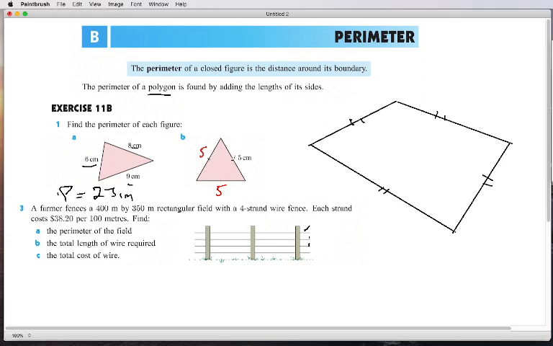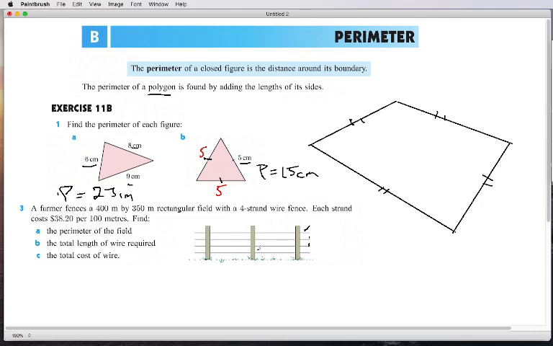Now looking at the other one, if you see these little bars here ever on a shape, it means that the sides are the same. So this side has a 5 centimeter and has a little bar. So that means that this here and this here is also 5 centimeters. So keep an eye on that when you're looking at shapes in the future for area, perimeter, whatever we're looking at. So here I have 5 plus 5 plus 5, so my perimeter is equal to 15.